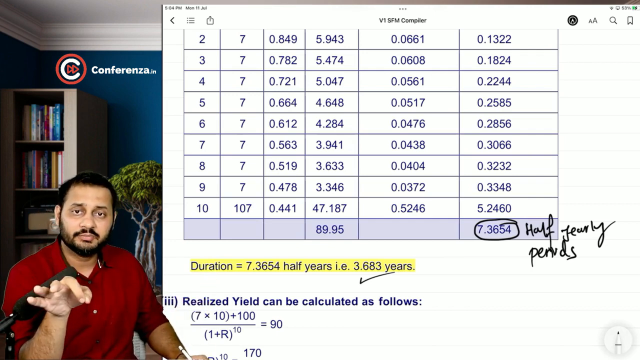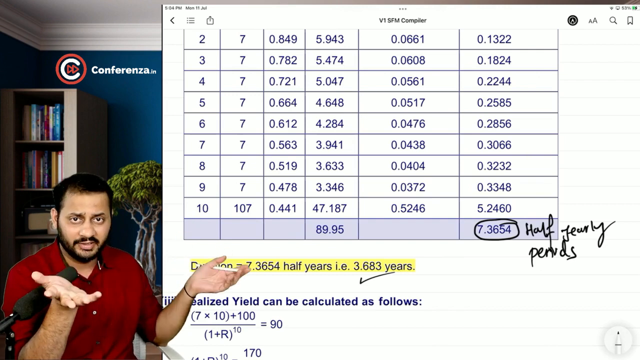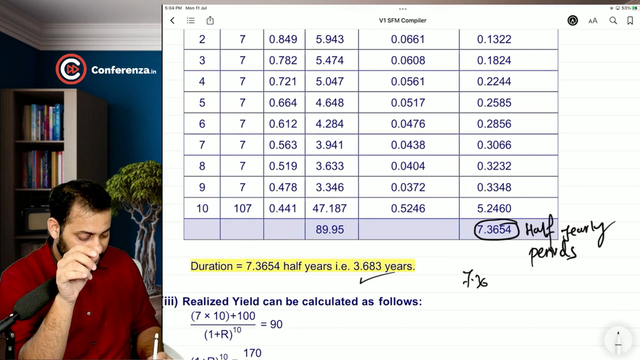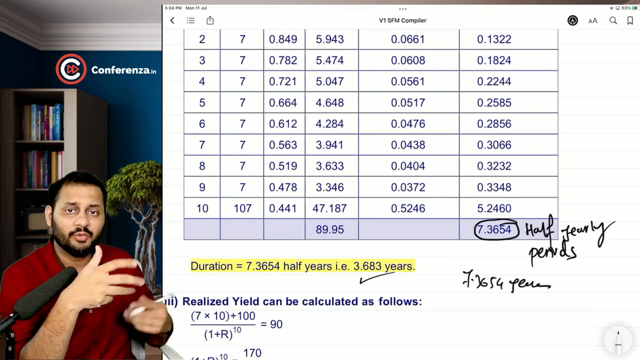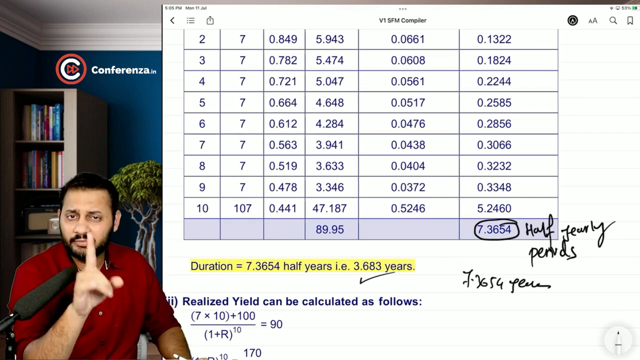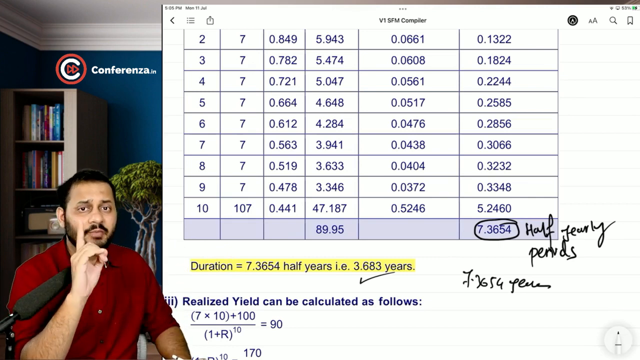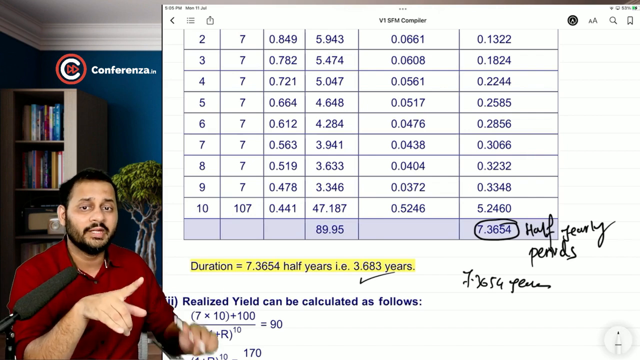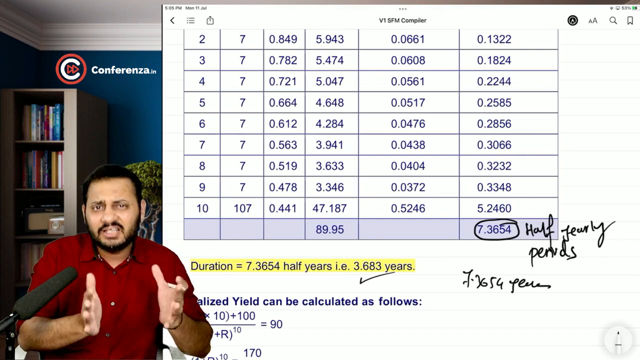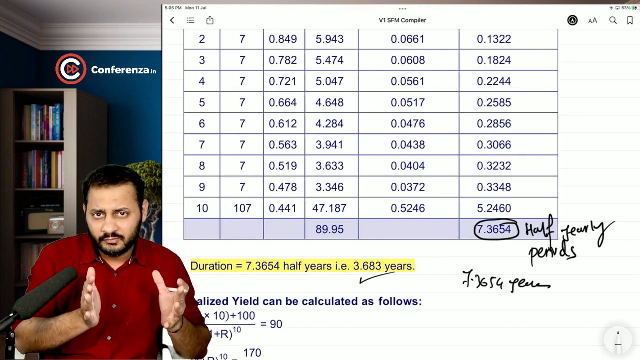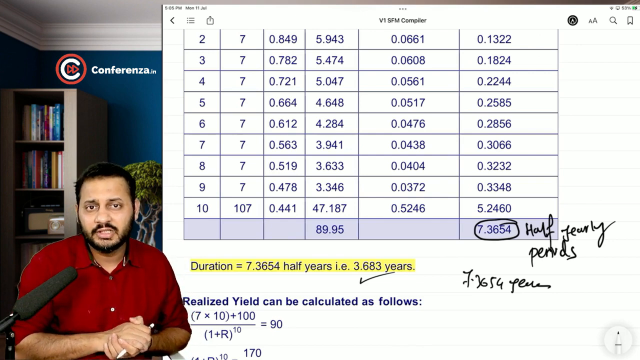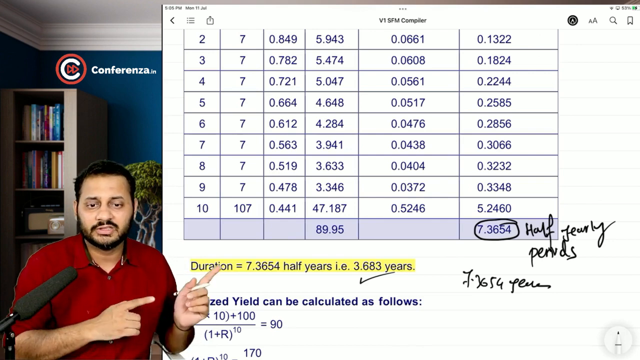Most of the students made this mistake while calculating the duration. They were in a hurry in the exam, and what they did is they just wrote 7.3654 years is my duration. How can the duration be 7.36 when the total maturity is 5? If you remember that particular question where we said that the duration of the coupon paying bond should always be less than the maturity. If the maturity is itself 5 years, how can the duration be 7 point something years? The duration will be lesser than 5 years, which is 3.683.